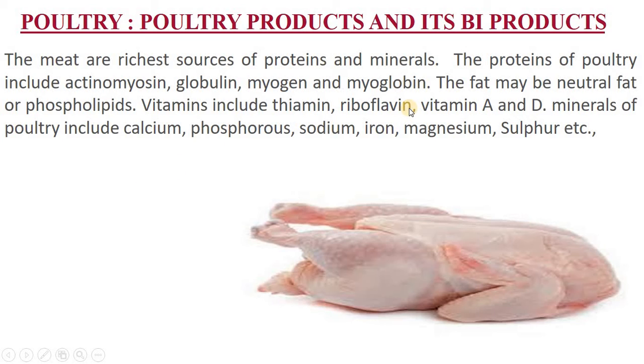The fats may be neutral fats or phospholipids. Vitamins include thiamine, riboflavin, vitamin A, vitamin D. Minerals of poultry include calcium, phosphorus, sodium, iron, magnesium, sulfur, to name a few. Besides, so many other minerals are also found in the meat of the birds. In fact, this meat is easily digestible, just like the eggs.